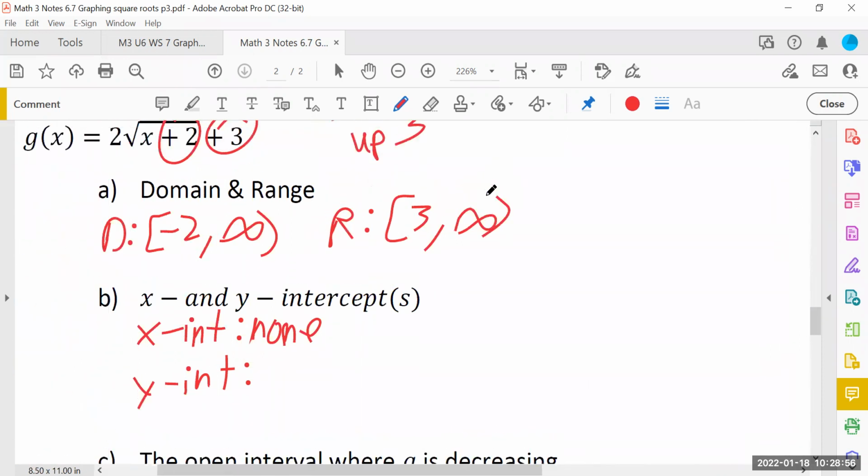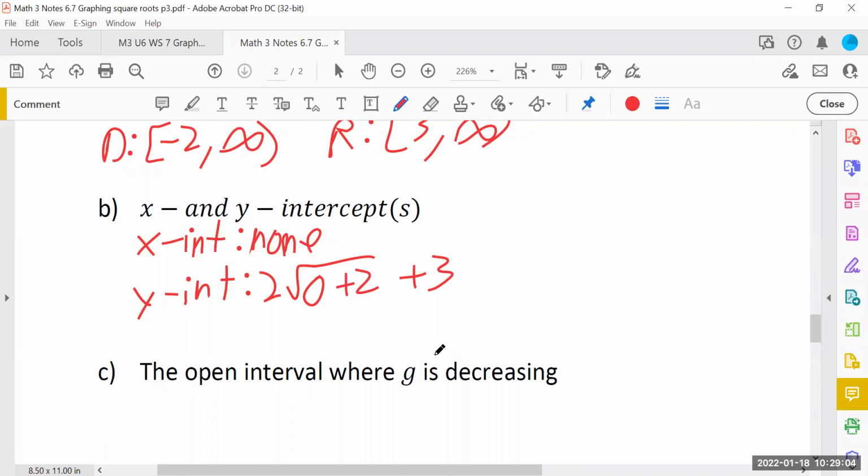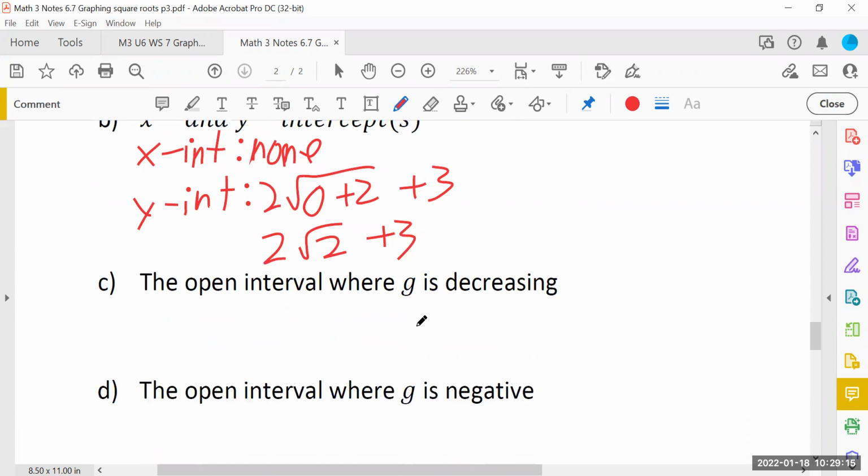Just plug in 0 for x. So that means 2 square root of 0 plus 2 plus 3. All I want you to do is simplify the inside of the square root. 0 plus 2 is 2. 2 root 2 plus 3 is your y-intercept. Now, if it had simplified all the way, if it was 2 root 4 plus 3, I'd take the square root of 4, I'd multiply by 2, I'd add 3. This one doesn't. That is my y-intercept. If you approximate that with a calculator, it's about 6, but not exactly. Does that make sense to everybody?